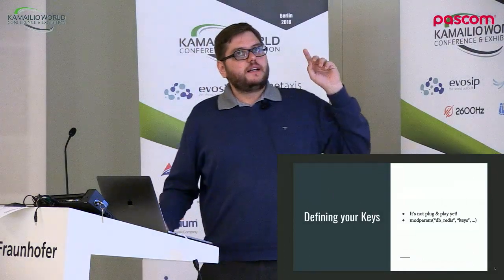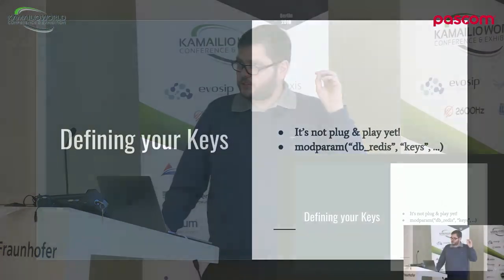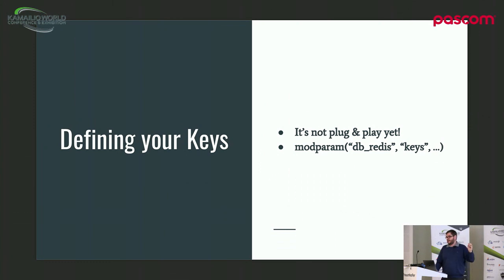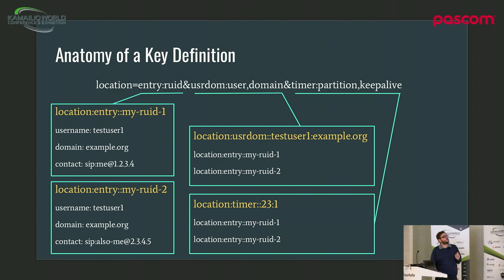So the problem with DB Redis, as of today at least, is that it's not plug and play. If you're going to switch off your DB MySQL and put in DB Redis there, you need to do some manual configuration as of now. And most importantly, you need to define those keys. So what does a key look like?